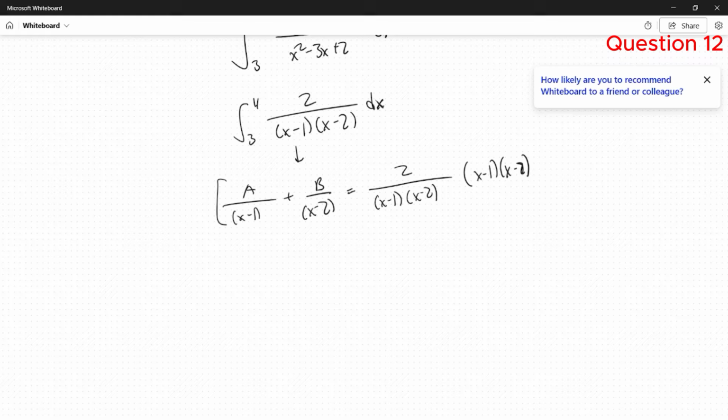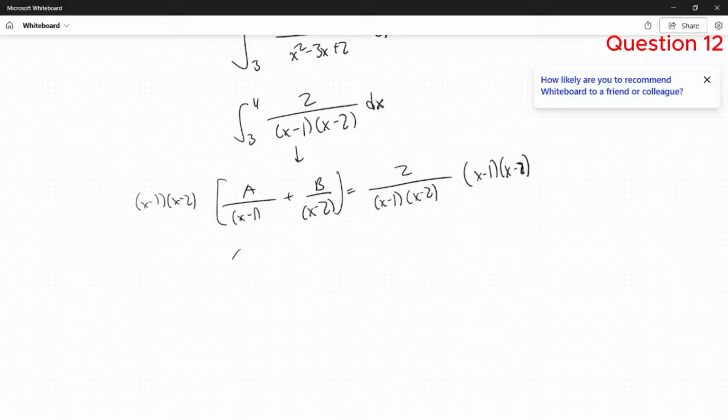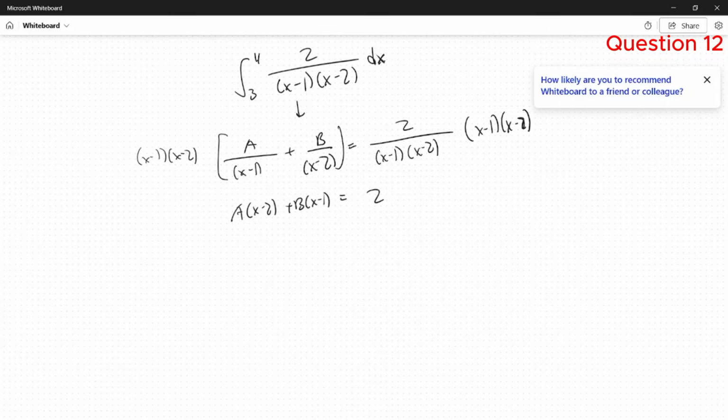And we do that on the left side as well. X minus 1 times x minus 2. Then we get A(x minus 2) plus B(x minus 1) is equal to 2. All we can do is sub in x to be equal to one of these values such that that value goes to 0 and we're left with only one constant. I'm going to start with B here. We sub in x equals 2 and we get 0 for the A term, and we get B times 2 minus 1 is equal to 2. B here would be equal to 2.